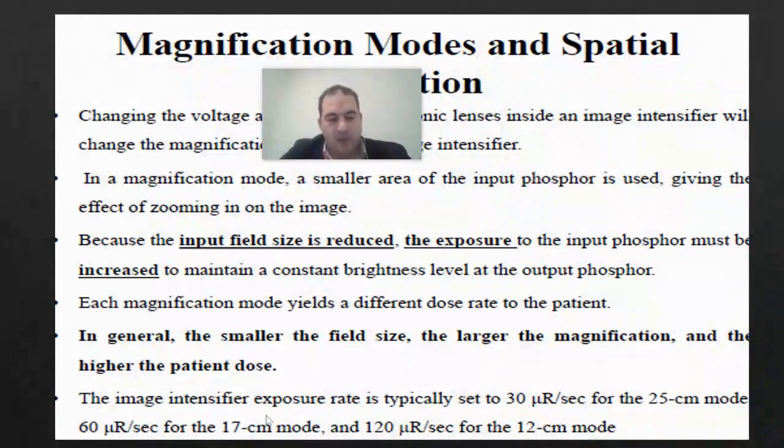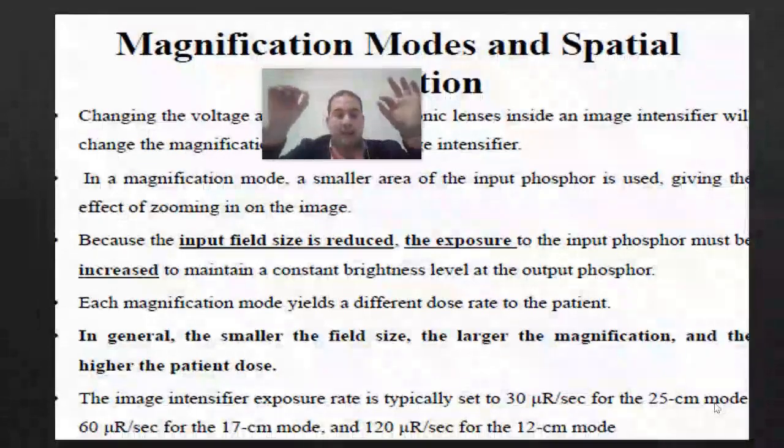The image intensifier exposure rate is about 30 microroentgen, which represents the exposure. We mentioned that the first term is exposure and the second term is also exposure. If your exposure rate is 30 microroentgen per second, this is for a 25 centimeter mode, meaning you set your dimension or field of view to 25 centimeters.